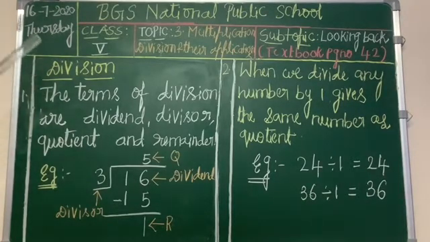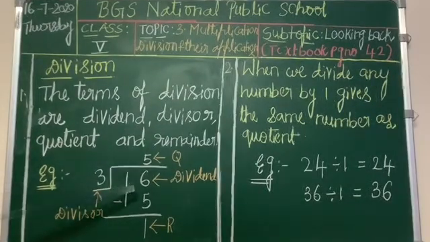Okay, now here first we will learn the properties of division. What are the important terms in the division? The terms of division are dividend, divisor, quotient and the remainder. These are the important 4 terms in the case of division. What are they? Dividend, divisor, quotient and the remainder. Okay, so here the number which you are dividing is called the dividend and the number by which you divide is called the divisor. Okay, and the answer which you are getting is called the quotient, and after dividing what is left over, that you will call it as a remainder.